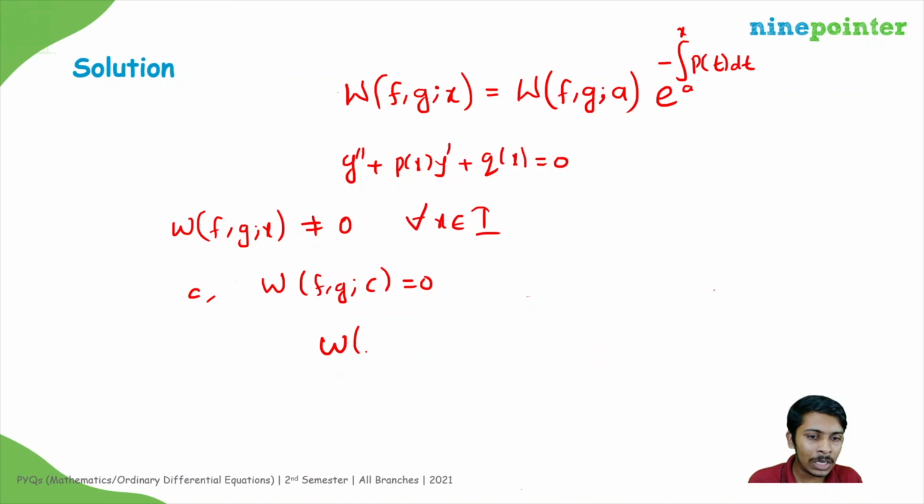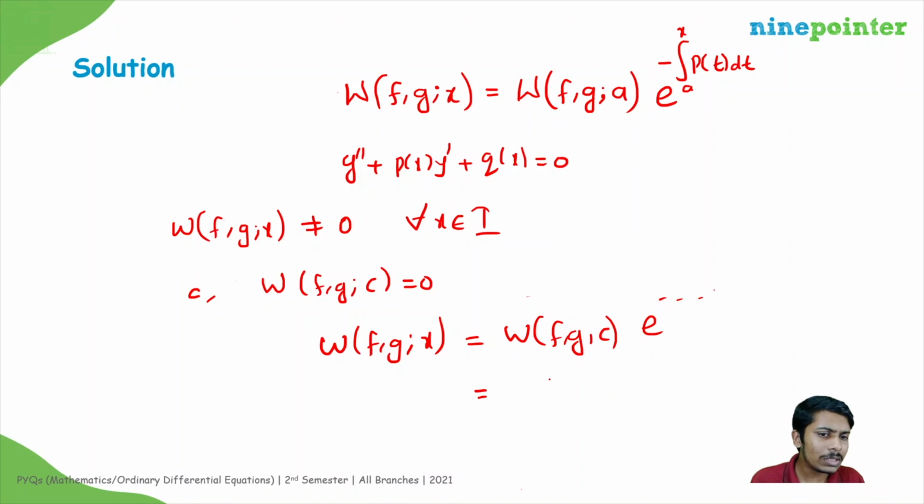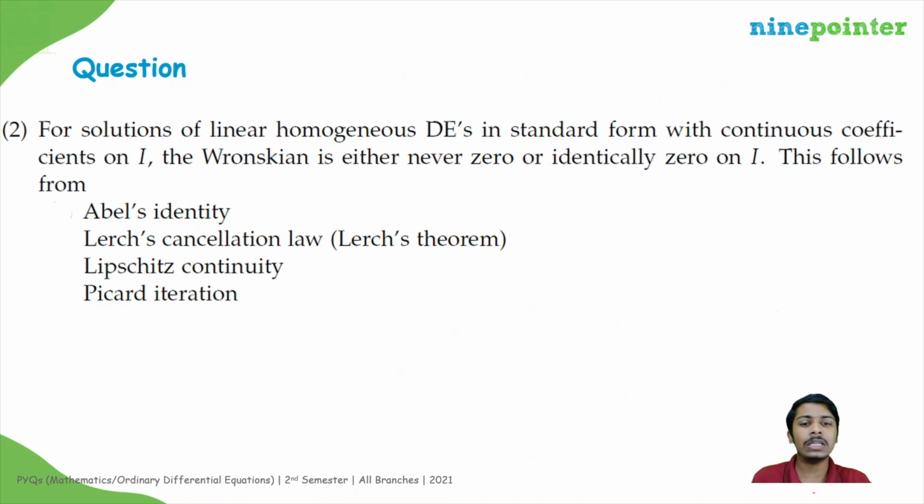Now what will happen? We will have the Wronskian function at any point equal to the Wronskian at that point c, that is, the Wronskian of f and g at the point c, times e to the power of something. That doesn't matter, whatever it may be. We know that the Wronskian at c is equal to 0, times the exponential of something, whatever it may be. This is again 0. That means the Wronskian is identically equal to 0, that is, the Wronskian at any x value in that interval is equal to 0. I hope it's clear. So this Abel's identity helps us to solve this question and also to prove the statement given in the question. So the correct option is Abel's identity.